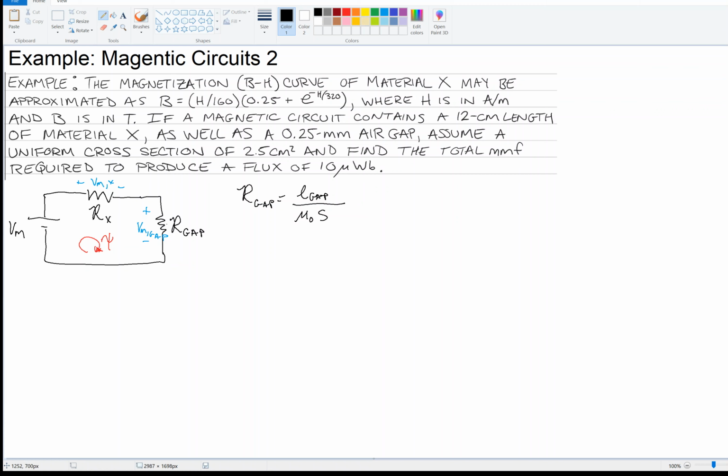So now what I can do is relate this to the flux using Ohm's law, essentially. So again, it's so cool. The magnetic potential across the gap is the flux times the reluctance of the gap. So that is Ohm's law applied to magnetic circuits. And so this would just be the flux times the length of the gap divided by mu 0 times the cross-sectional area.